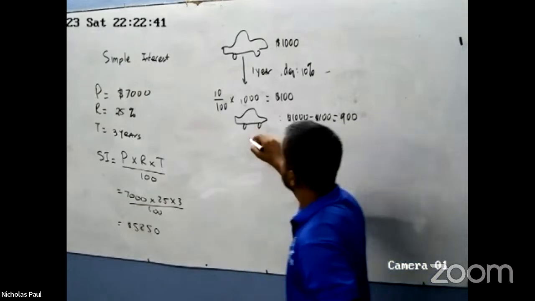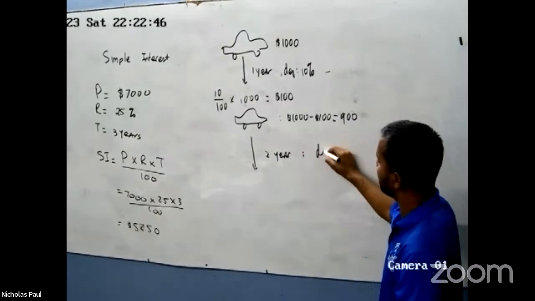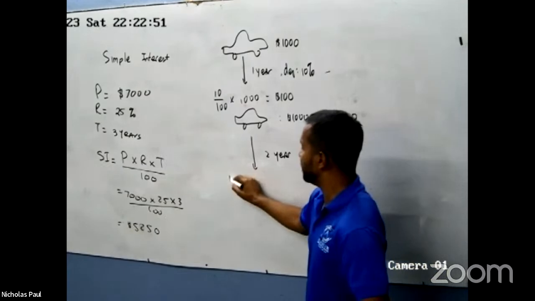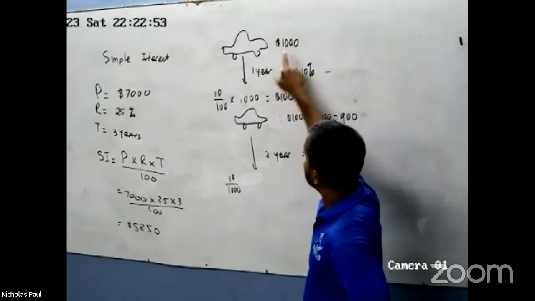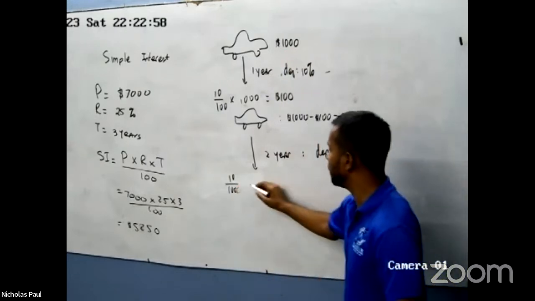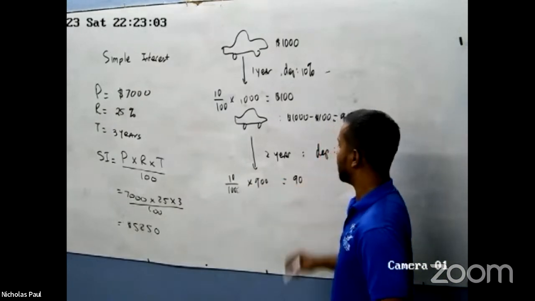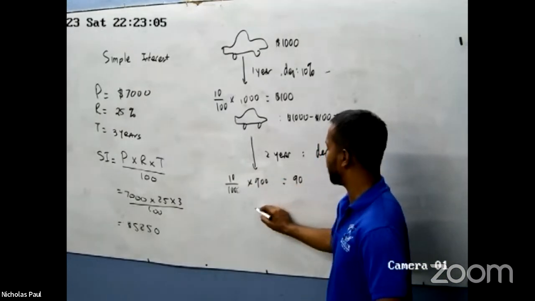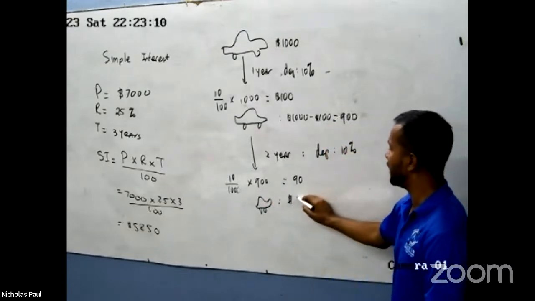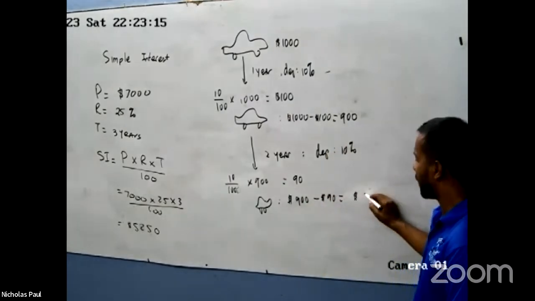So now we want to check it out after 2 years. After 2 years, again, it's going to depreciate by the same value, 10%. So we're going to find 10% of what? The 1,000 or the 900? 900, right? 10% of 900. That'll cancel and that'll be $90. So the new value of the car will be 900 minus 90. So that'll be 810.